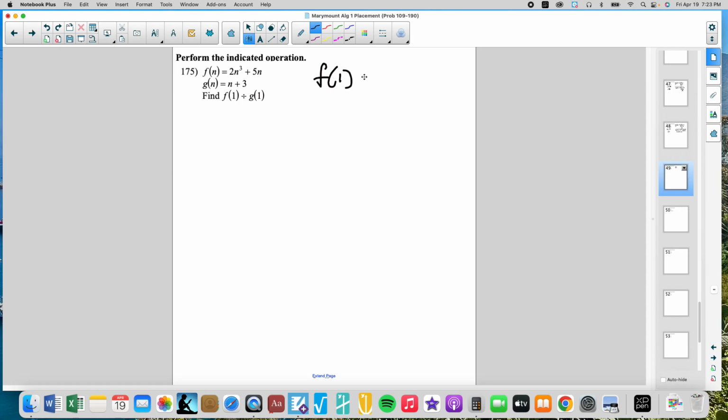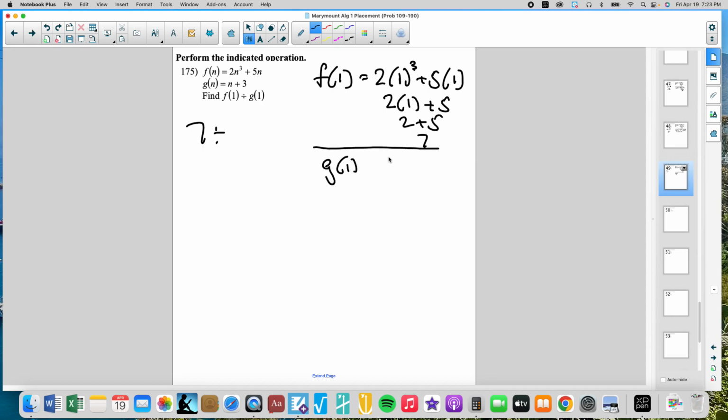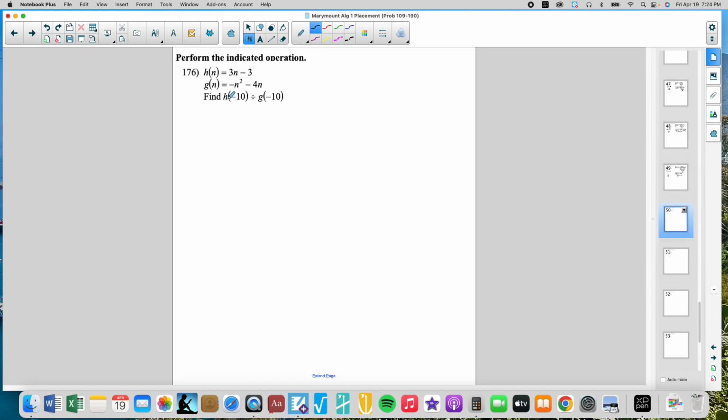F of 1 equals 2 times 1 to the third plus 5 times 1, which is 2 times 1 plus 5, which is 2 plus 5, which is 7. F of 1, 7 divided by g of 1. G of 1 equals 1 plus 3, which is 4. So g of 1 equals 4. 7 divided by 4, which is 7/4. Can I get that as a fraction? Yes. Thank you for not making it a decimal.